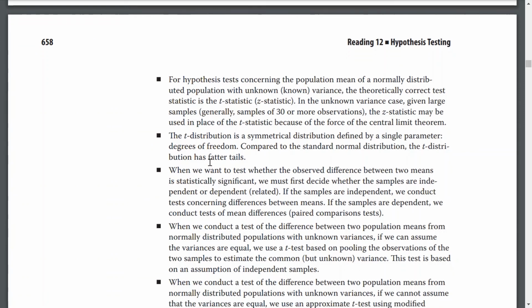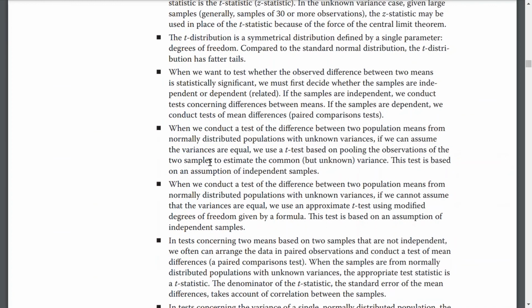When we want to test whether the observed difference between two means is statistically significant, we must first decide whether the samples are independent or dependent, or related. If the samples are independent, we conduct tests concerning differences between means. If the samples are dependent, we conduct tests of mean differences, or paired comparison tests.